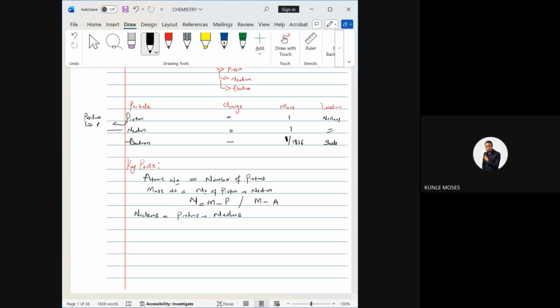And even your atomic number can also be equal to your electrons, if it's a neutral atom. It must be a neutral atom. Neutral atom simply means there's no charge. Are we together?